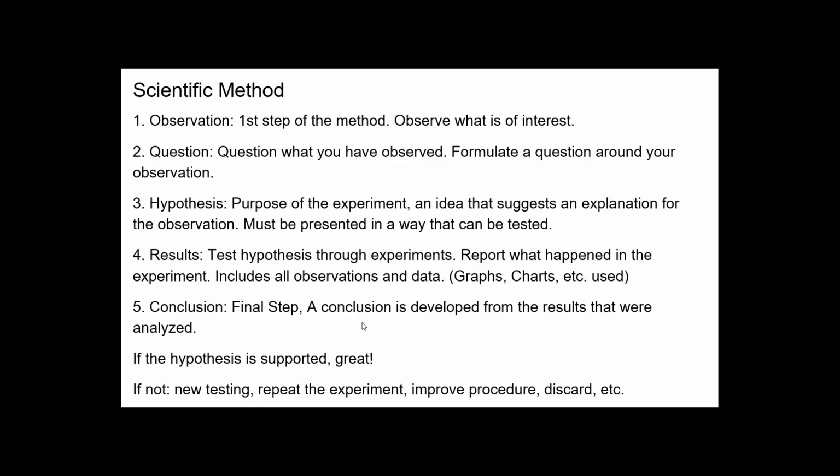So here's a breakdown of that. Observation, the first step of the method. Observe what is of interest. To question what you observed, you formulate a question around that observation. For instance, the fertilizer: I think fertilizer A would be the best for the plants and they would grow bigger. So let's check that out. I know that's not in question form, but I think you guys understand.